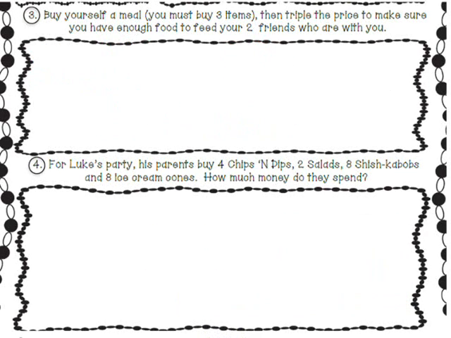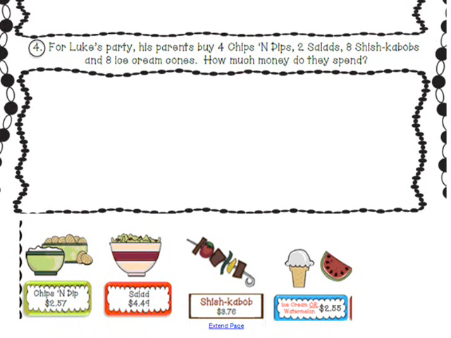Let's look at question 4. For Luke's party, his parents buy 4 chips and dips, 2 salads, 8 shish kebabs, and 8 ice cream cones. How much did they spend? Let's break this apart and make sure we see what we need to do. We have 1, 2, 3, 4 items that we're going to buy, and there's different amounts of each of those. So I'm going to have 4 problems I need to multiply, and then I'm going to have to add all of those totals together. I've got my plan. Now let's get it going.